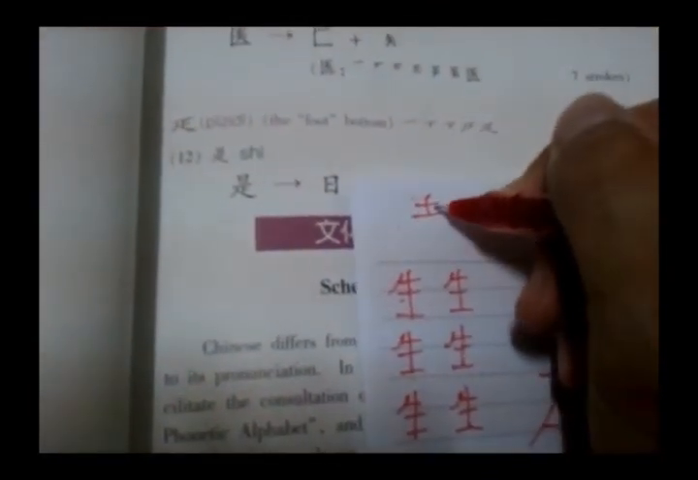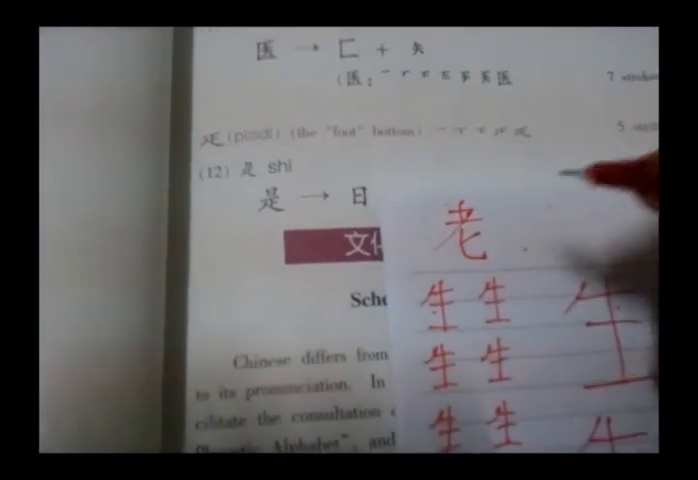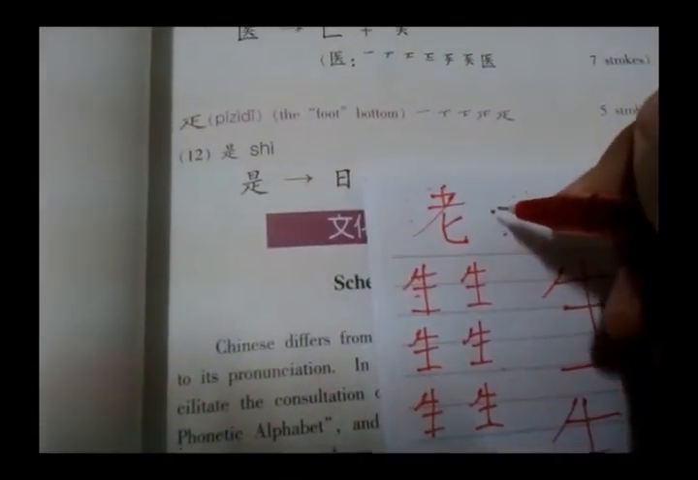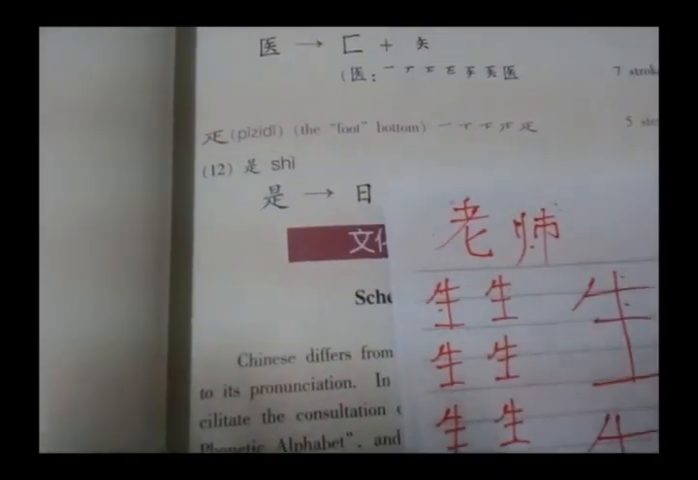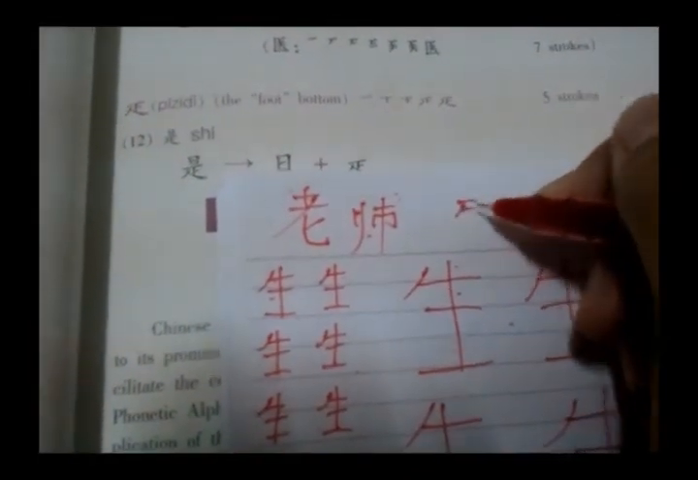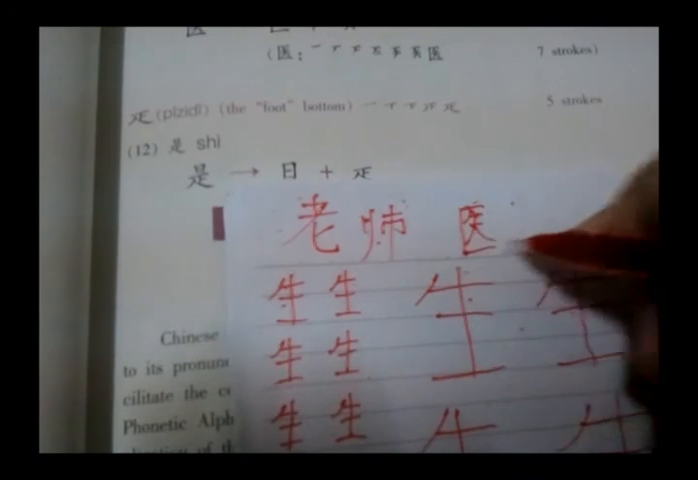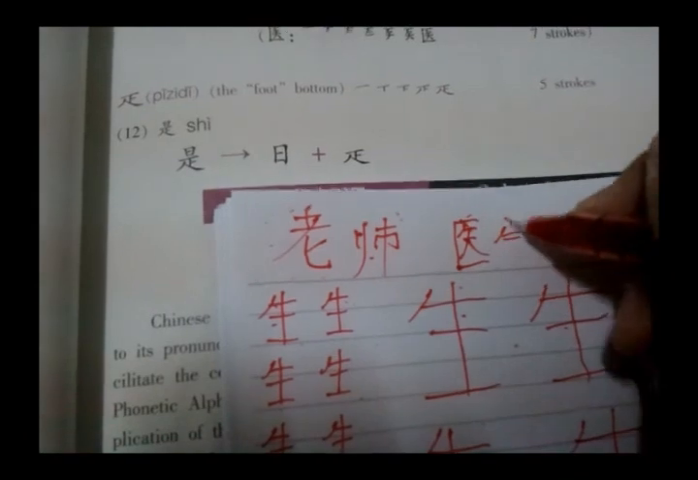So those are 老师 and 医生. So how do you write 老师? The character looks the same, but it doesn't. Instead of ri, it has the bi character under, and then you have another one here. There, 老师. The other is 医生. So as I told you, this is the sheng character, which means to be born, and you enclose it inside, and you have sheng there.